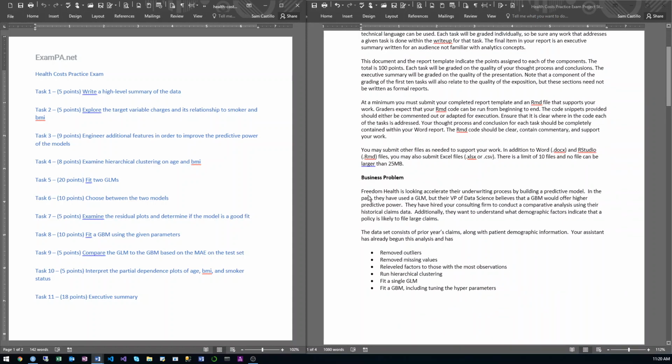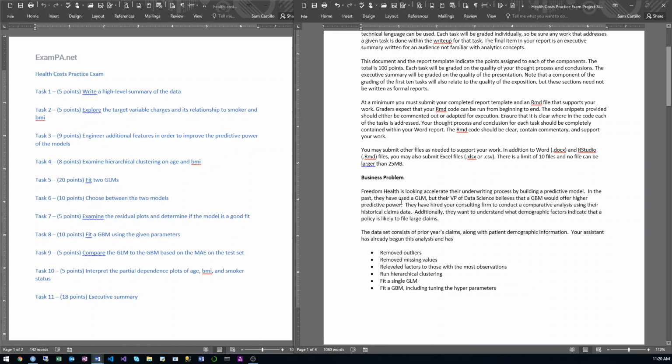The business problem is that Freedom Health is looking to accelerate their underwriting process by building a predictive model. Insurance underwriting is when an insurance company decides whether they want to take on a policyholder or not. They decide whether they want to write a policy or if they want to reject that policy, and if they do write the policy, what level of risk they want to assign.